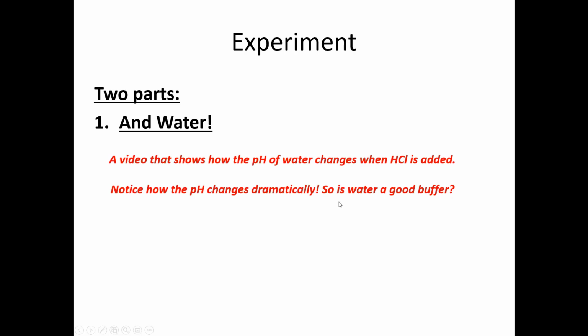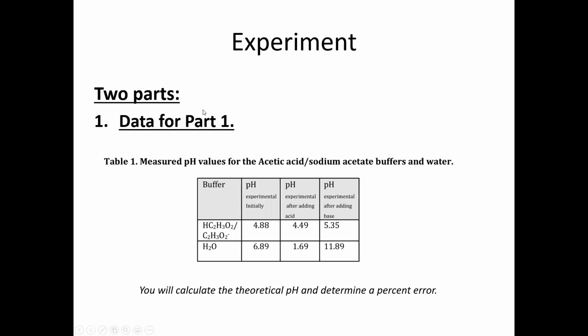So here you need to answer, is water a good buffer compared to the acetate buffer solution? These will be provided to you in the initial pH. So for the buffer solution it was 4.88, and the water is 6.89. So you would expect the water to be 7.00 because it's neutral, right?